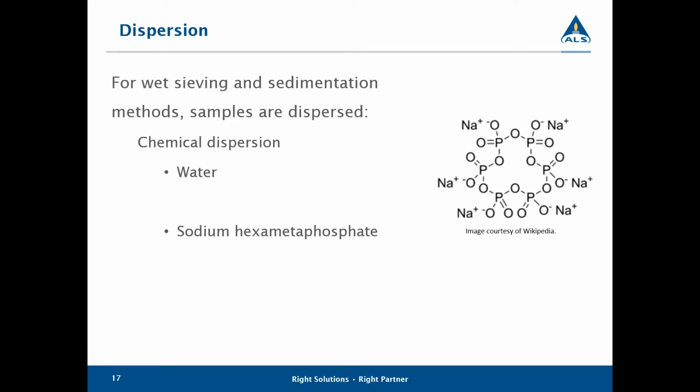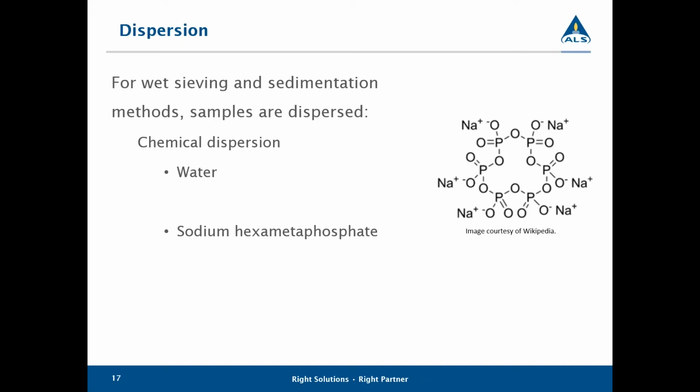Following any type of pretreatment to remove interferences, we do have to do a dispersion. Typically samples are dispersed using one of two different methods for chemical dispersion. The first is just using water. You take the soil sample, you disperse it into water with shaking or mixing, and then it'll be dispersed.